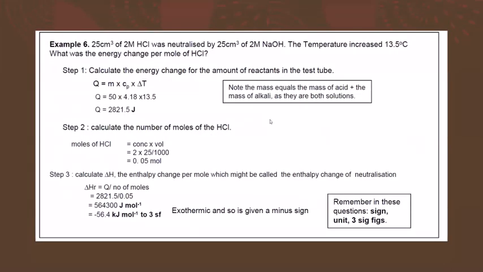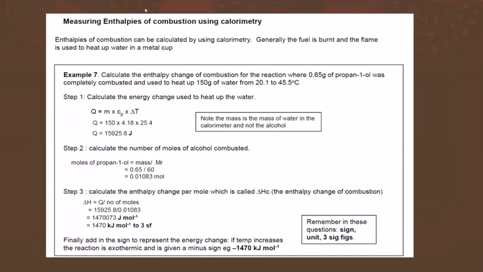Now, more examples related to enthalpy change: finding the enthalpy change of combustion using a calorimeter. If you want to find how much energy is released when we burn a substance, that is known as combustion. And if we want to find the enthalpy change of combustion, we'll take a spirit burner which is filled with the fuel which we are burning. When we burn this fuel, it will release heat energy.